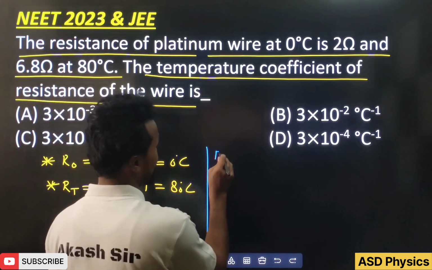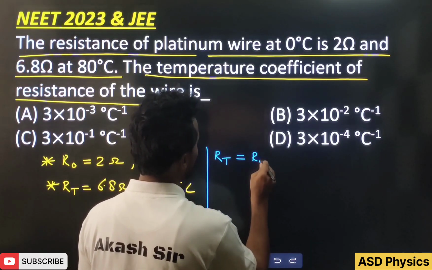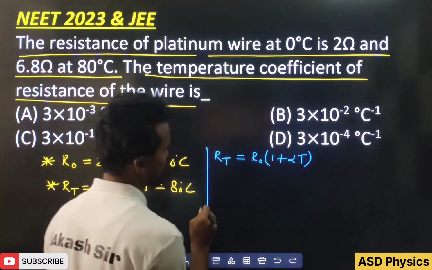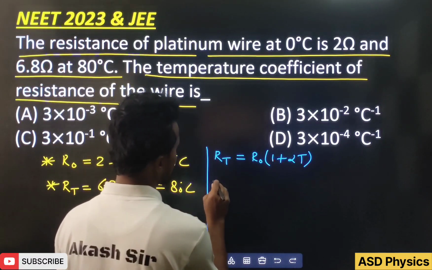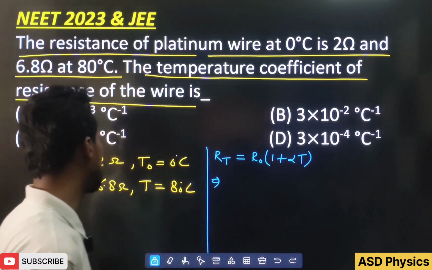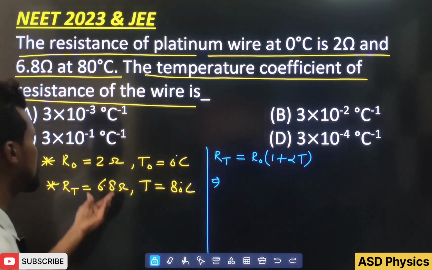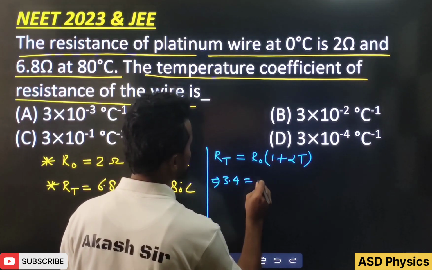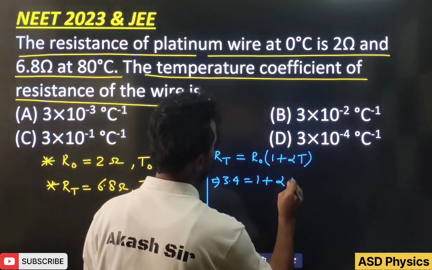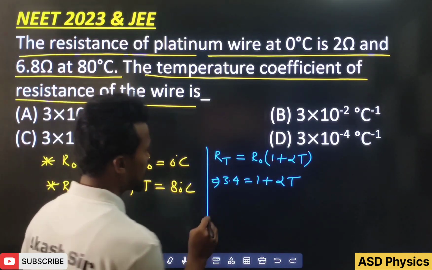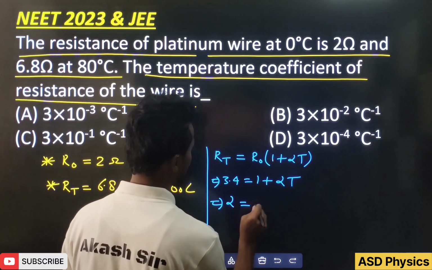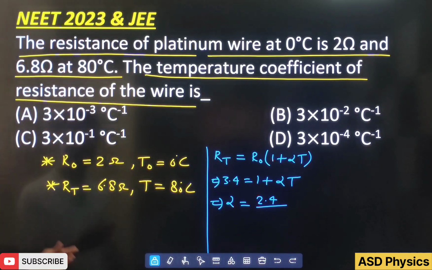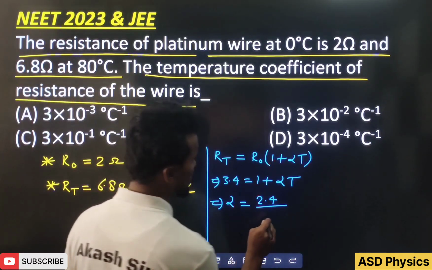Remember here, students, the standard formula is RT equal to R naught times 1 plus alpha (T minus 0), means T. If I simplify this, what will become here? RT by R naught, how much? 6.8 by 2, that means it will become 3.4 is equal to 1 plus alpha T. So the value of alpha is 3.4 minus 1, 2.4, divided by T, and what is the value of T, students? This is 80, no need to convert into Kelvin.